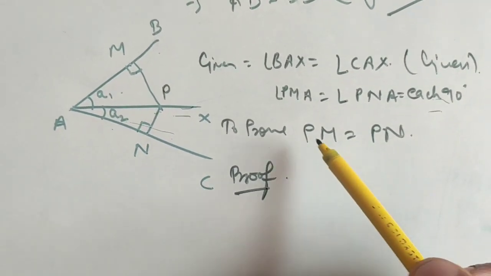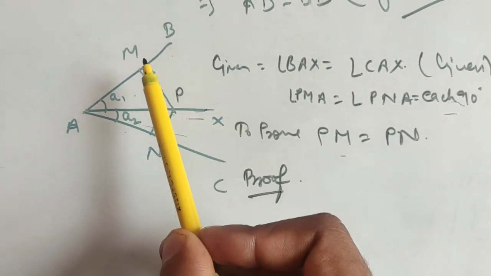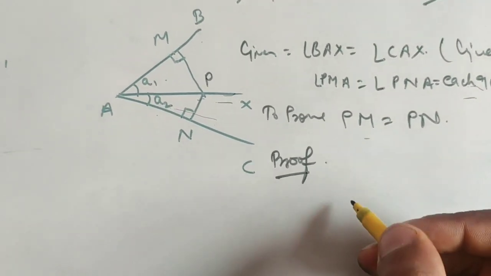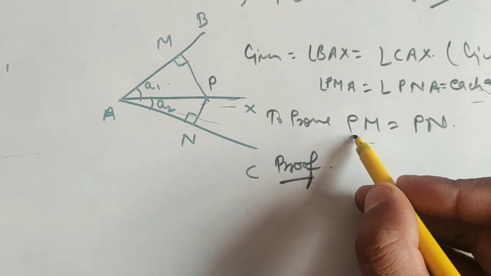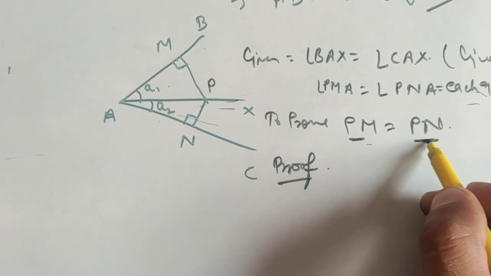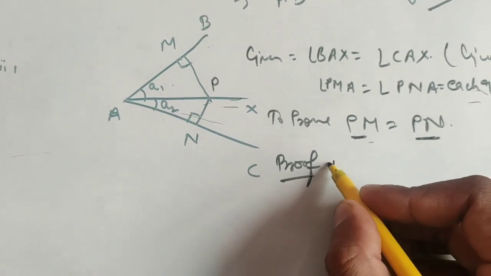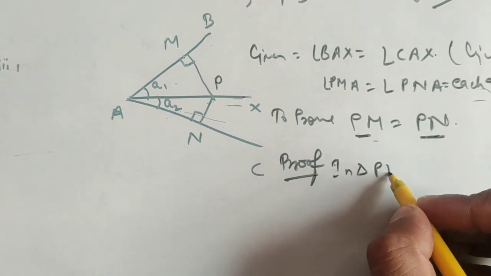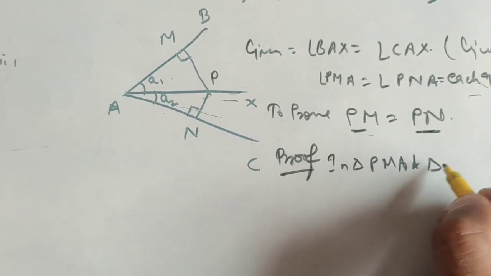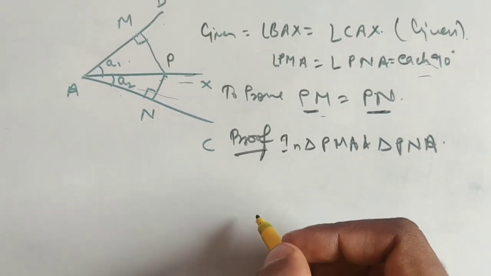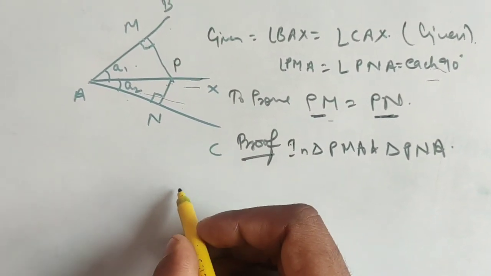Now we need to prove that the lengths of the perpendiculars are equal. So PM is equal to PN, we need to prove. So now we are starting the proof. Again, select the two triangles in which PM and PN are their part. So these two triangles are triangle PMA and triangle PNA. In these two triangles we will see which criteria is followed.